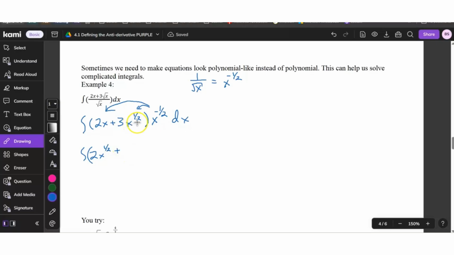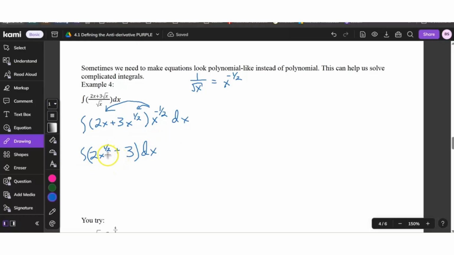And if I have x to the 1/2 plus negative 1/2, it's 0. So it just goes away. So it's just going to be plus 3 dx, and the dx goes on the back. Yes, always. Now I can integrate.